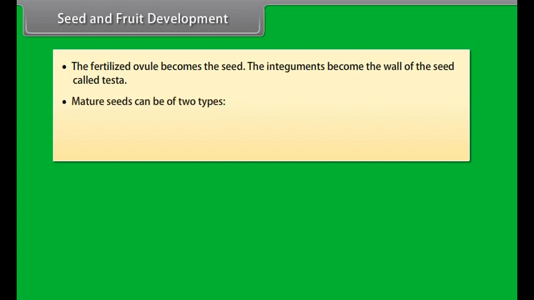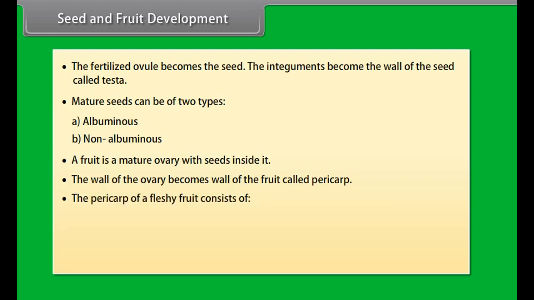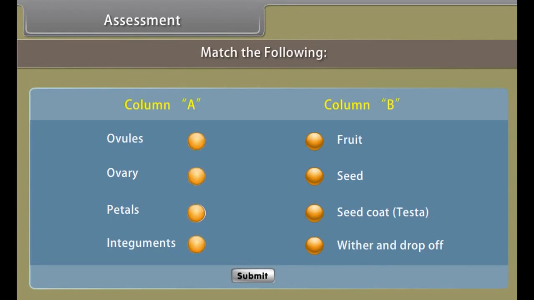Seed and fruit development. The fertilized ovule becomes the seed. The integuments become the wall of the seed, called testa. Mature seeds can be of 2 types: A. albuminous, B. non-albuminous. A fruit is a mature ovary with seeds inside it. The wall of the ovary becomes the wall of the fruit called pericarp. The pericarp of a fleshy fruit consists of A. Endocarp, around the seed, B. Mesocarp, the fleshy portion, C. Exocarp, the skin.